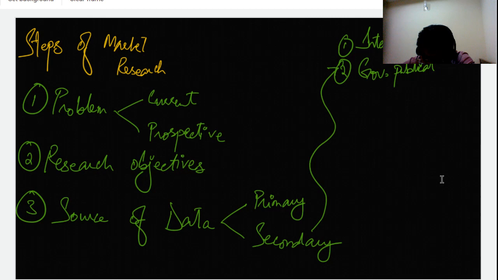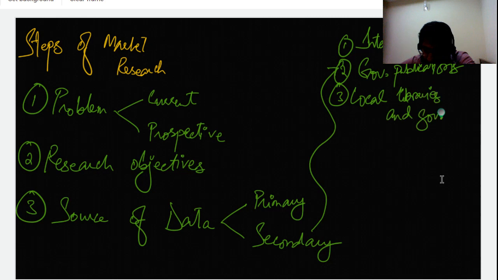Government publications. So the government, from time to time, is measuring as well as making public the data related to population, social trends, economic trends, family expenditure survey, all sorts of things. So you can rely on this government data or government publications for your research. Another thing which is not so much used, but could be local libraries and government offices.